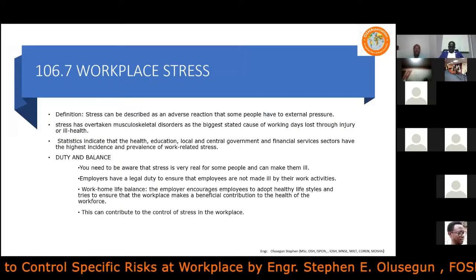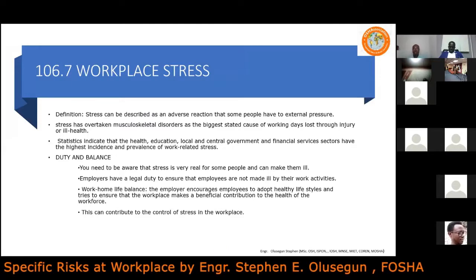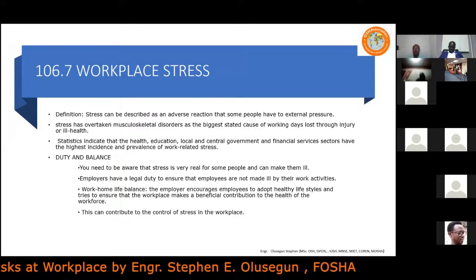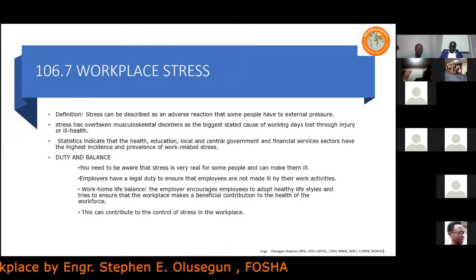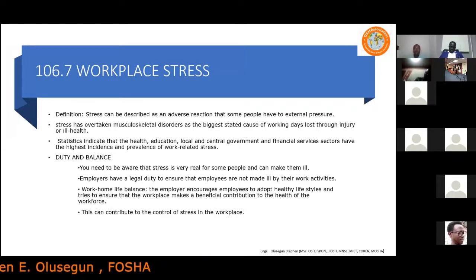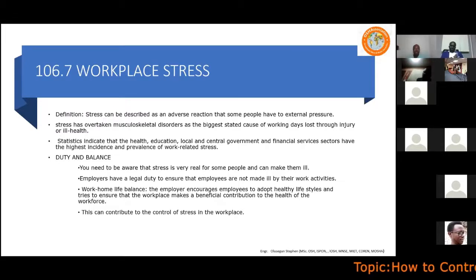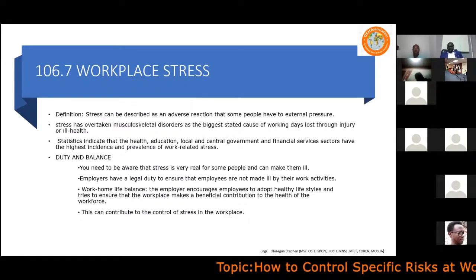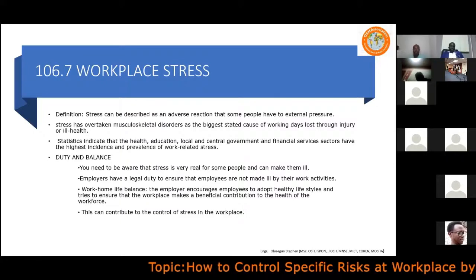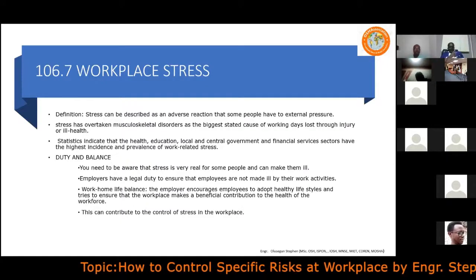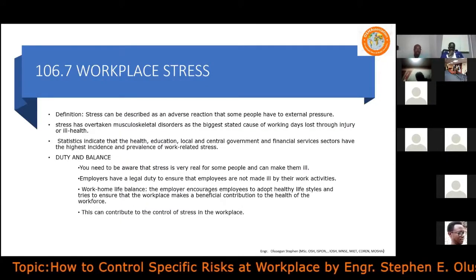Stress can be described as an adverse reaction that some people have to external pressure. Stress has overtaken musculoskeletal disorder as the biggest stated cause of working days lost through injury or ill health. Statistics indicate that education, local and central government, and the financial services sector have the highest incidence in this area. And we have a duty.